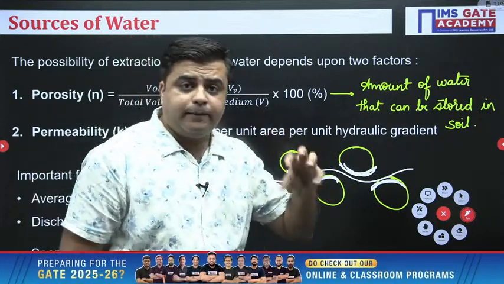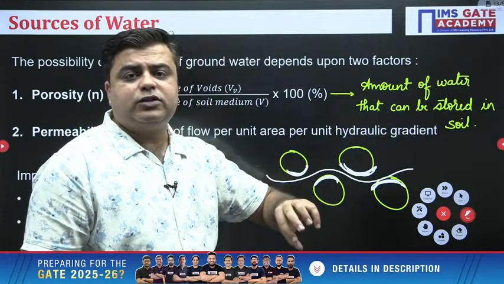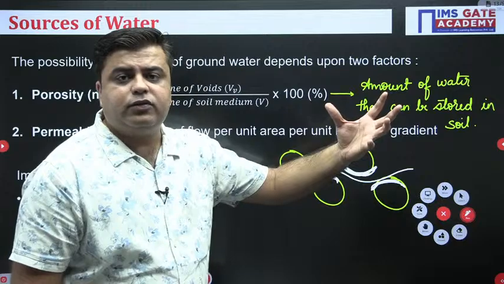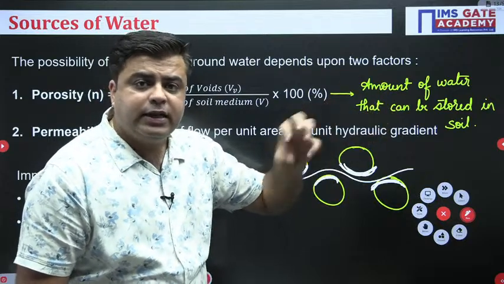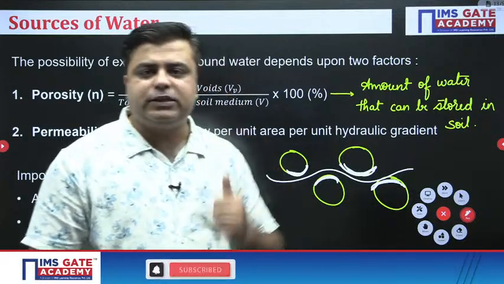Soil solids, sorry. Total surface area of the soil solids divided by the weight of the soil solids, or total surface area of the soil solids divided by the volume of the soil solids. In either way, you can define the specific surface area.